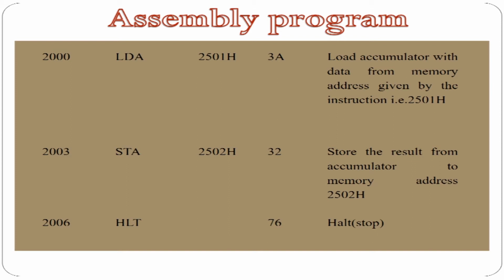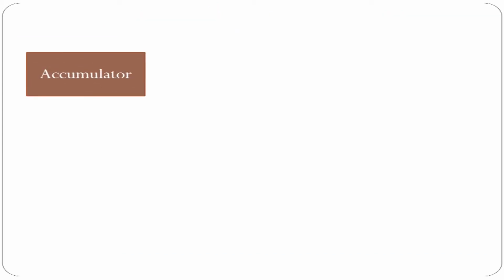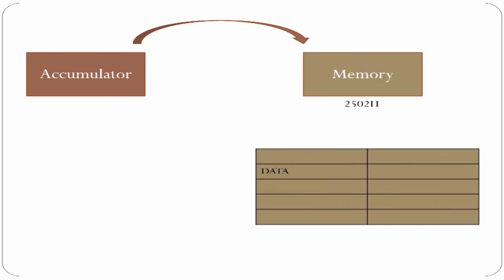Next is memory address 2003, mnemonics STA, operands 2502H, opcode 32. Comments: store the result from accumulator to memory address 2502H. Next memory address is 2006. Mnemonics here are HLT, opcode is 76, and comments are halt, stop. This program stored the result from accumulator to memory address 2502H.